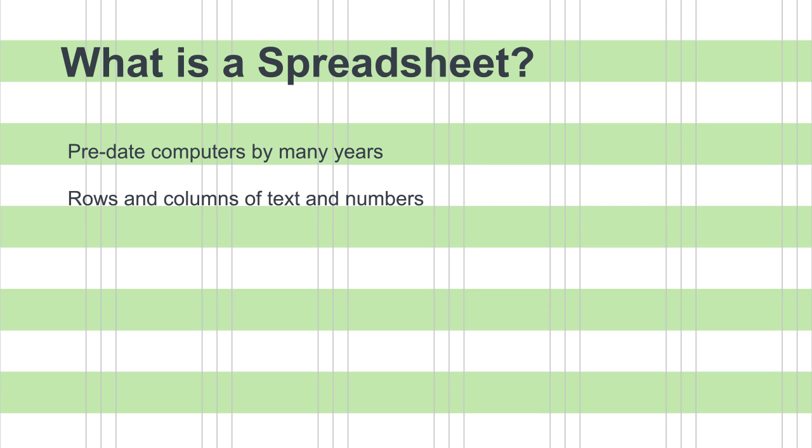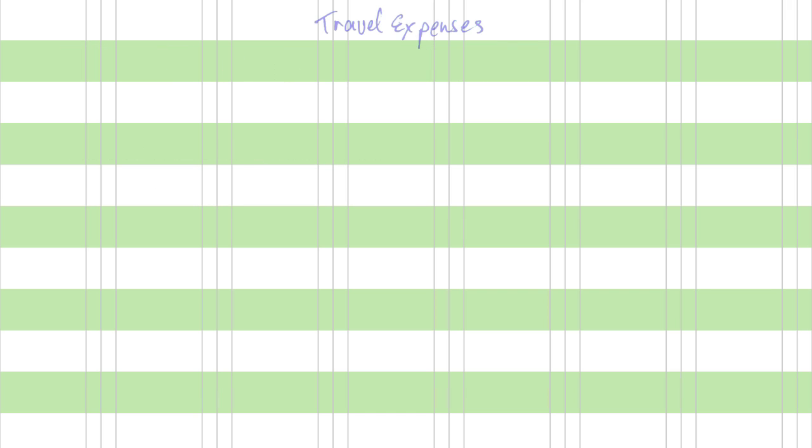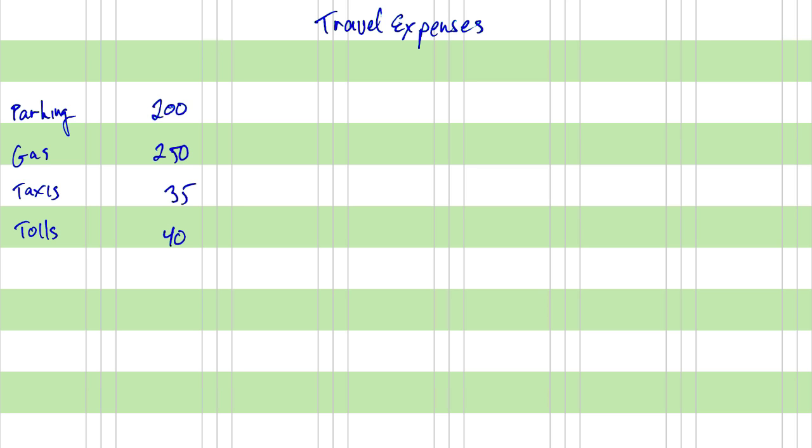So let's say, for example, I've done some business travel and I have travel expenses. And my categories, I've paid for parking, for gas, for taxis, and for tolls. And for all that, I've paid $200 for parking, $250 for gas, $35 for taxis, and $40 for tolls. That was just the month of January, so I want to make that clear. And also, I want to strike a total. And I can see here the total was $525.